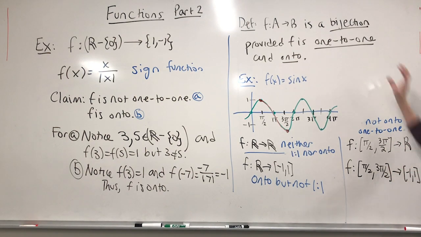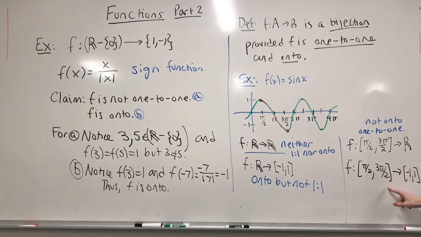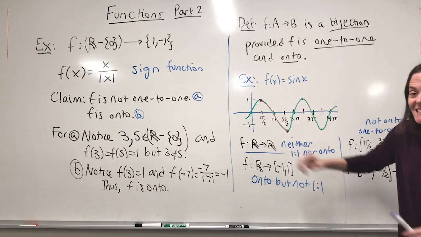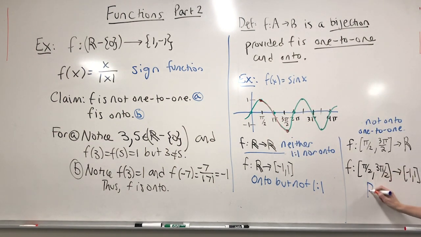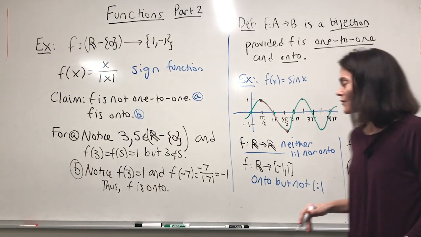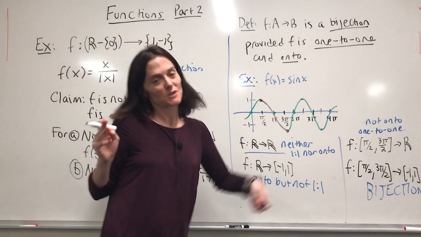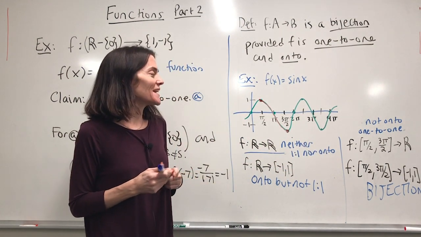And finally, this is the really nice one. Well, it's nice in terms of being a bijection, where you are 1 to 1 and you are onto. Okay, so this is a bijection. We found one. Because if you restrict the domain here and you only look at the interval minus 1 to 1, then you are both 1 to 1 and onto.